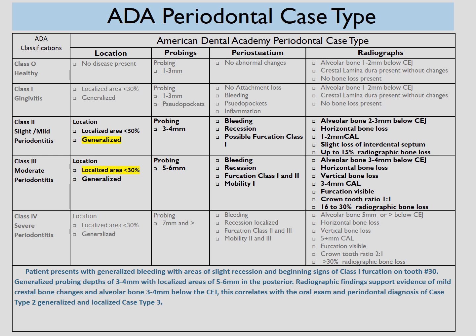Brenda presents with generalized bleeding with areas of slight recession and beginning signs of class 1 furcation on tooth number 30. Generalized probing depths of 3 to 4 millimeters with localized areas of 5 to 6 millimeters in the posterior. Radiographic findings support evidence of mild crestal bone changes and alveolar bone 3 to 4 millimeters below the CEJ. This correlates with the oral exam and periodontal diagnosis of a case type 2, generalized, and localized case type 3.